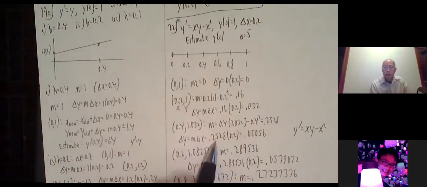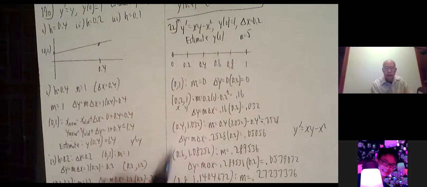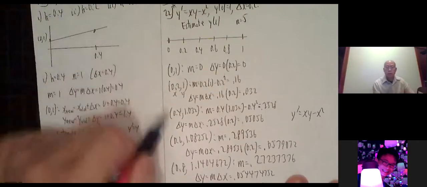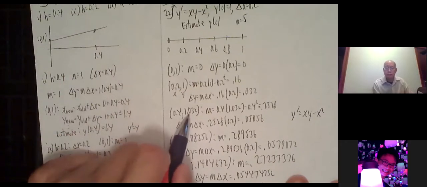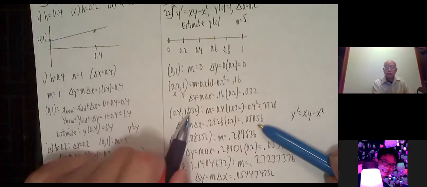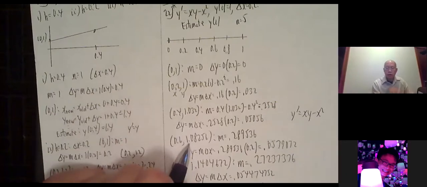All right, so 0.2528 times 0.2 is 0.05056. So what's my new point? The new x value is 0.6. That's already predetermined, right? 0, 0.2, 0.4, 0.6. What's the new y value? I take the old y value, there it is, add delta y. So old y plus delta y is 1.08256. Okay, and you just keep doing it.